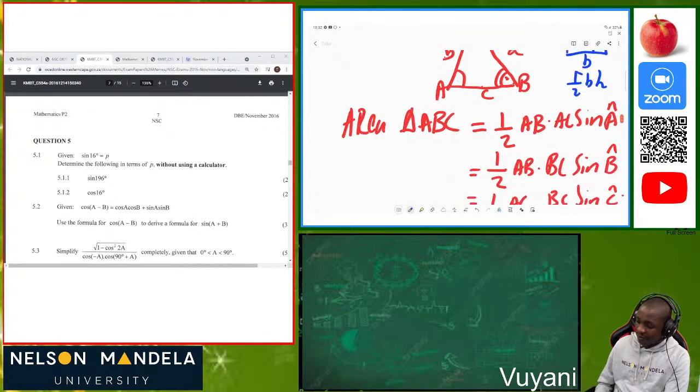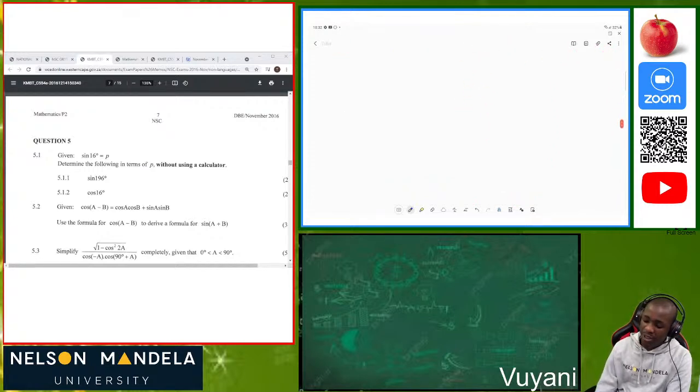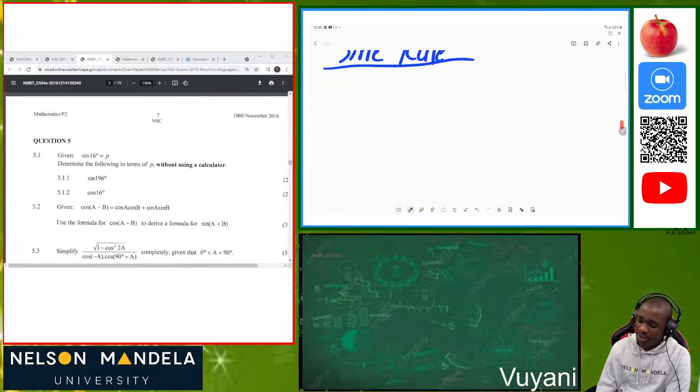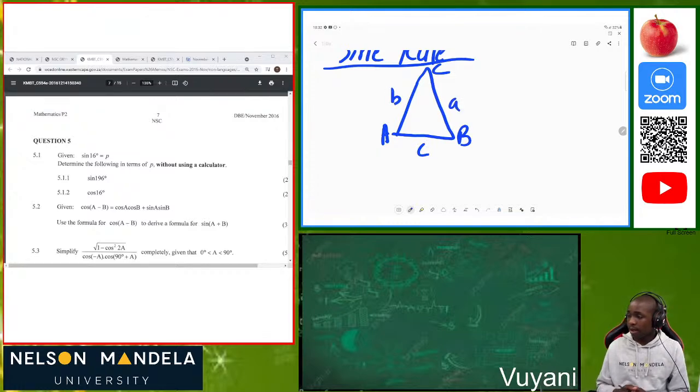So we move from there. We have this nice thing which is called the sine rule. So for instance, maybe we are given this kind of triangle again, having A, B, and C. So this will be C, the opposite. This will be A, and this will be B. Now, let's say this is angle A, B, and angle C.